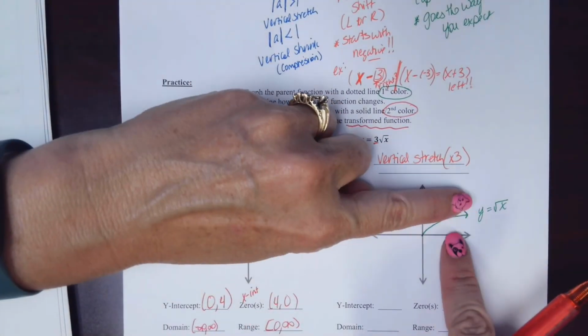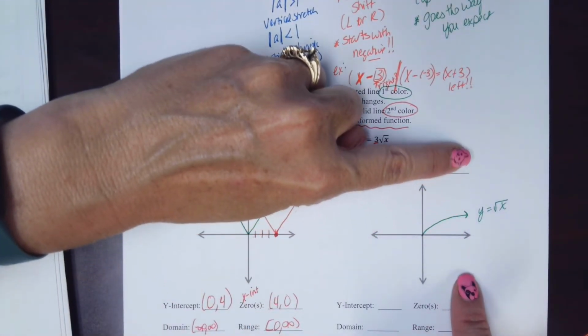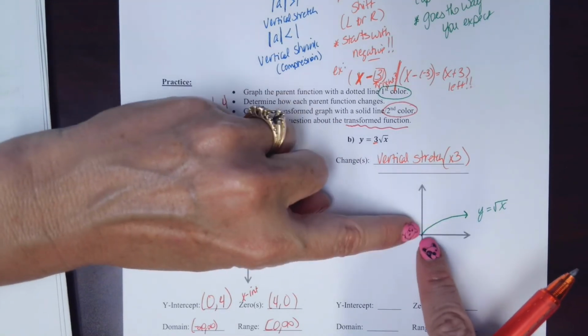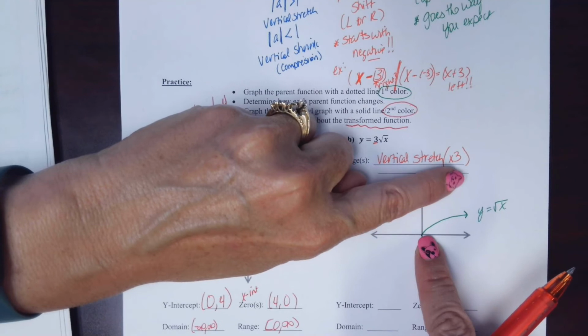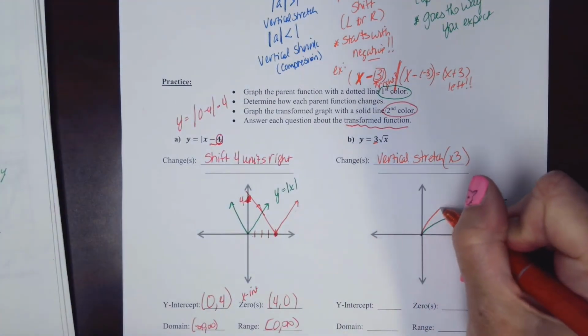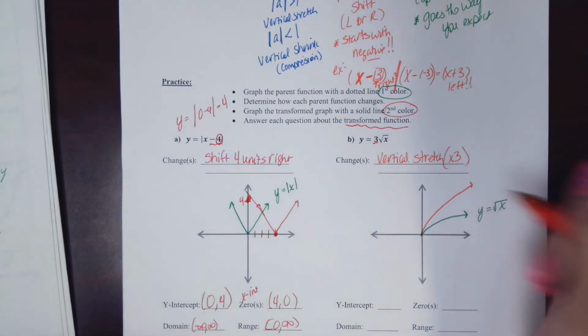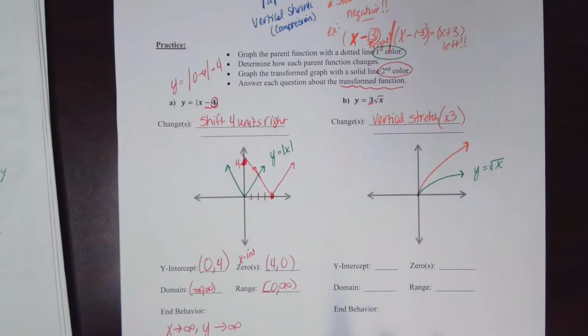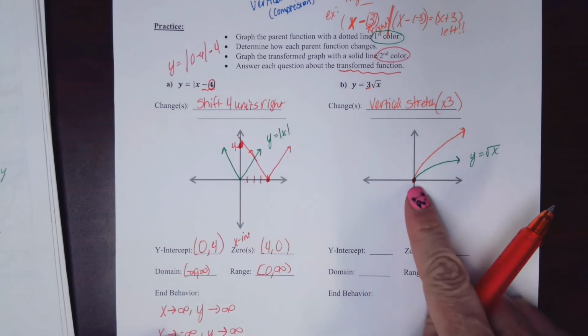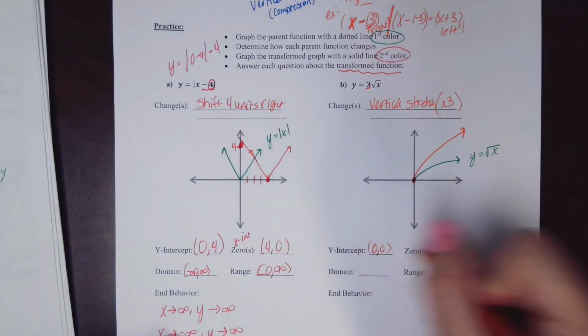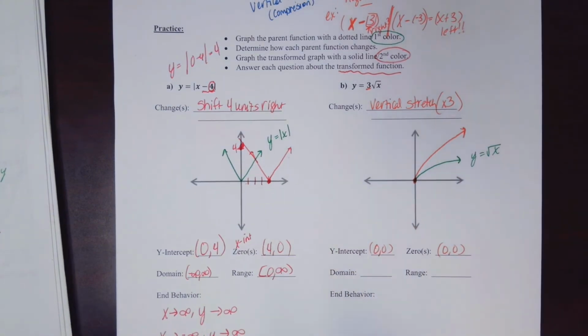Vertical stretch by a factor of 3. So it's like I take my function and I stretch it out. Well, what's going to happen if I stretch it out? This origin point is going to stay put, and this is going to stretch upward. So it's going to kind of straighten it out and stretch it out like that. Okay, x and y intercept for the transformed function, it's sitting on the origin, 0, 0. That's both x and y intercepts.